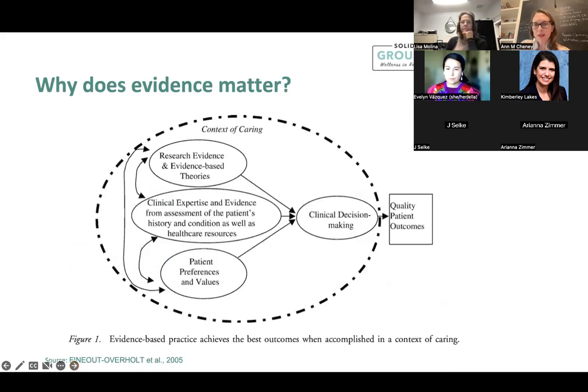So why does evidence matter? Let me pose it as a question to you all. Why does evidence matter? We're talking a lot today about evidence, evidence-based practices. Why does it matter?